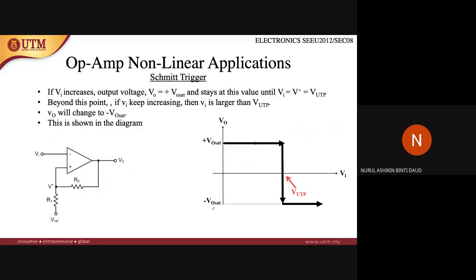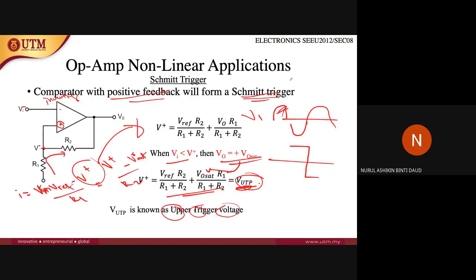So if you want to draw the graph, it will look like this. This is the VUTP, where you need to be careful with the arrow here. The arrow is like this, pointing to the left-hand side. So if VI increases, the output voltage VO is equal to positive VO saturation, and it will stay at this value until the value of VI equals the value of VUTP that you calculated just now.